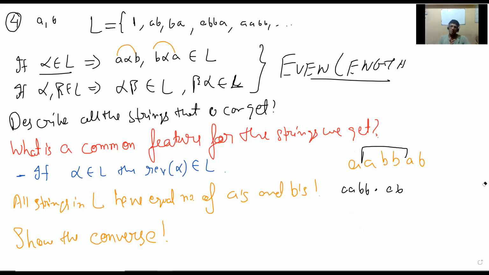This problem is very interesting because it shows that some very complicated languages, or rather not complicated, but something that is not described, it doesn't seem like it is described recursively, right? Equal number of A's and B's, it doesn't seem like it can be described recursively, right? But it can be.